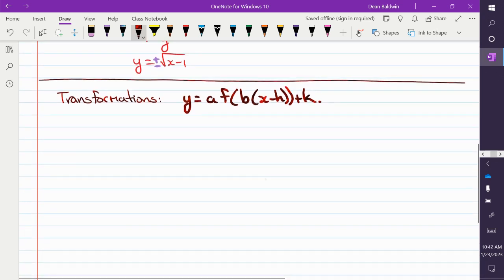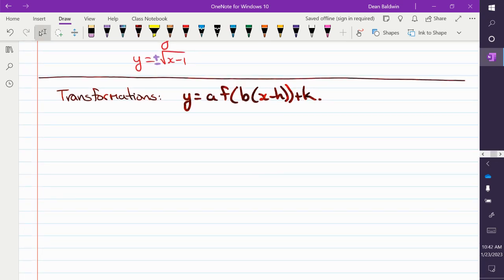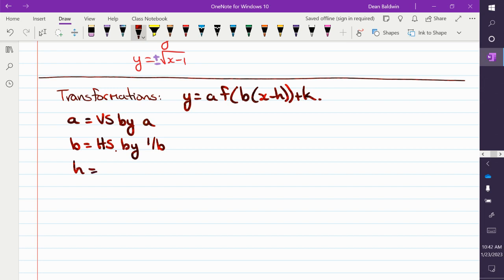Exactly. It allows you to sketch a whole bunch of different graphs. Okay, we'll go through them. A, what does A do? By A. What does B do? Horizontal stretch by, sorry, what? 1 over B. Do you remember what it's called?